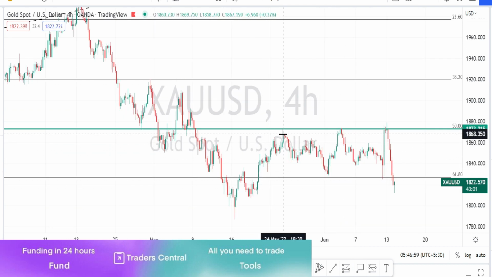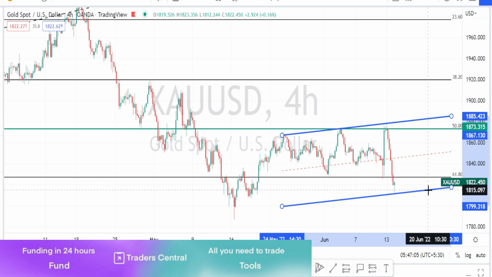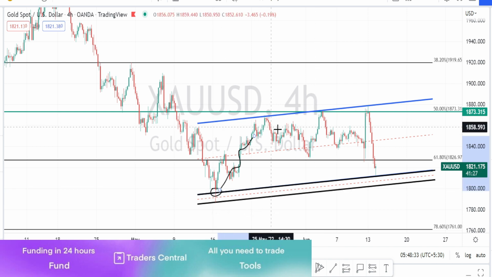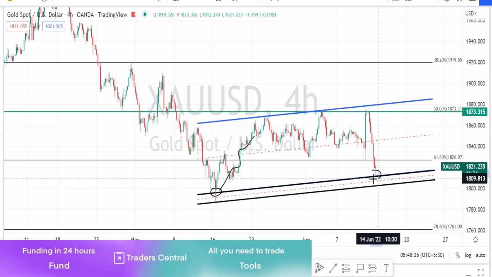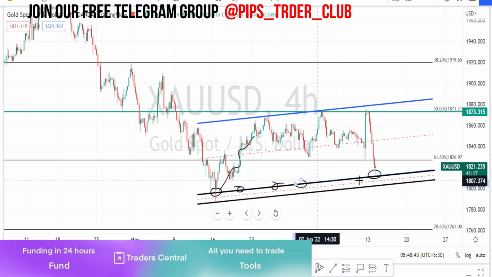I am drawing a channel pattern over here. According to this channel pattern, the trend of the price action is still in a bullish trend. In the past we have noticed the price action to trend on a bullish trend from the support level over here which was around 1798, and currently we have noticed the price action to retrace and take support on this bullish channel pattern support line.